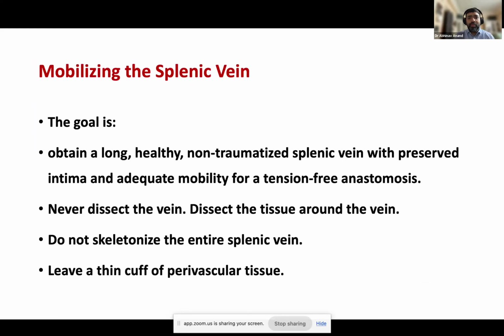So now coming to mobilizing the splenic vein. Just before proceeding, in a patient with previous multiple glue injections, while dividing the gastrosplenic and the short gastrics, you will have a lot of challenges because the spleen will be densely adherent to the stomach there. The greater curvature is going to be difficult. So, any technical modifications described to overcome that situation?